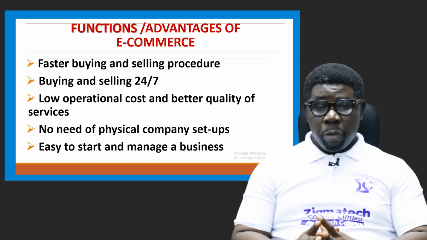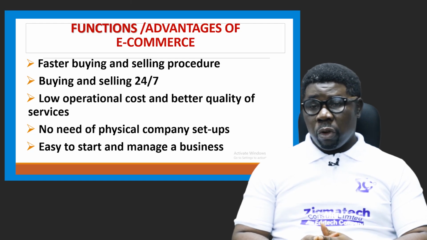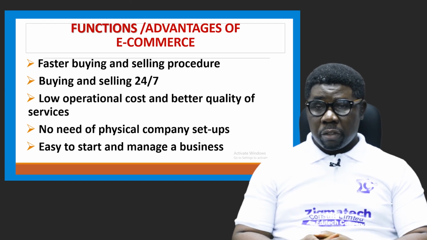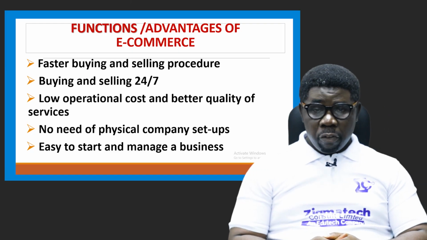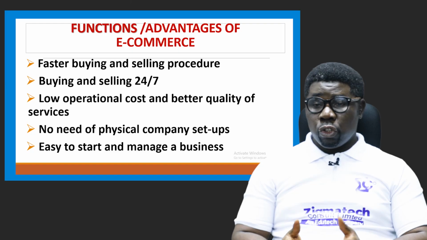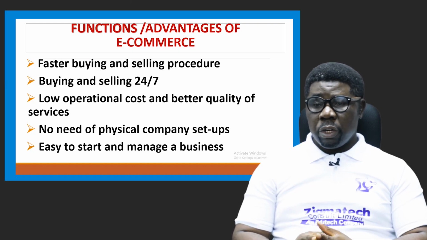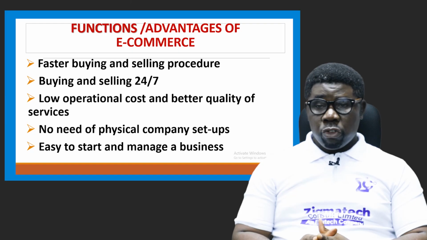From the point of purchase from the manufacturer to the point of usage by the consumer, commerce is involved, right? Commerce is what is involved. So there's no need to erect a physical structure if you need to do e-commerce. You just rent a space in places like Jumia or Konga and the rest of them, eBay, and sell your product through them. They are a marketplace on the internet.